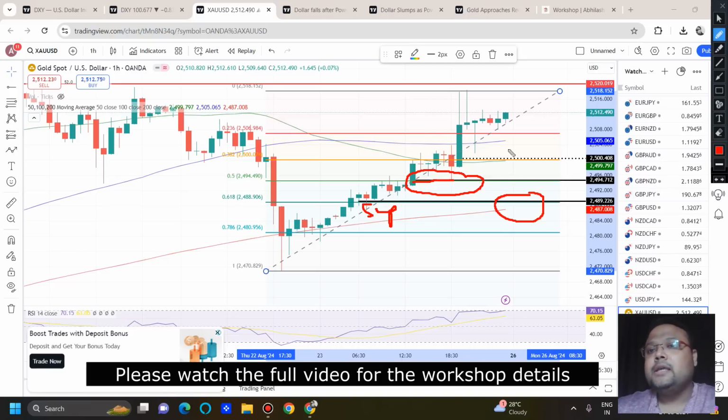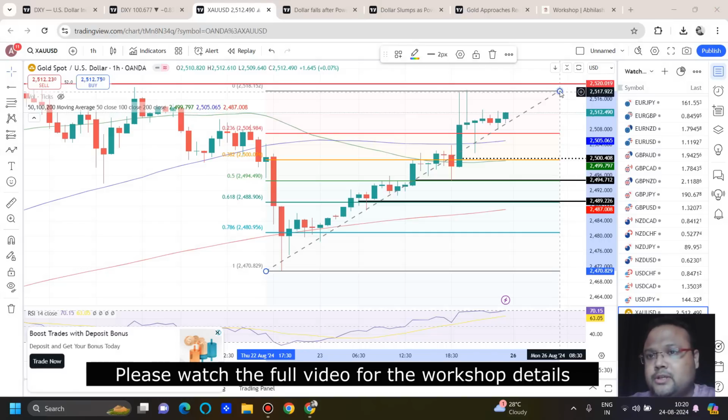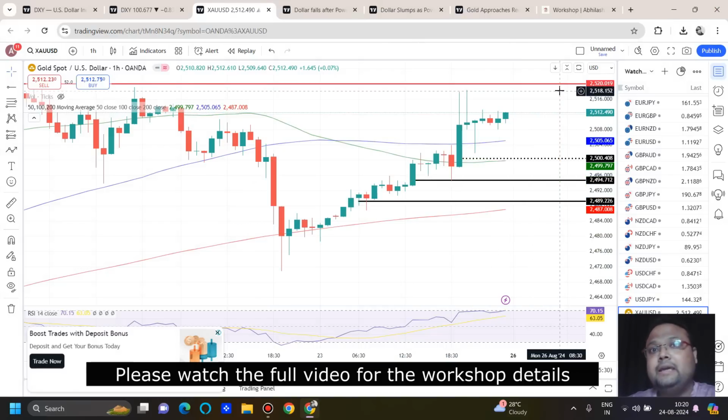In that case, you can look for support around 2500 as well. 2500 is a round number psychological level, and along with that, we also have some buyers' support around this area. So 2500 is also a good level to buy if the market comes down with low volume.